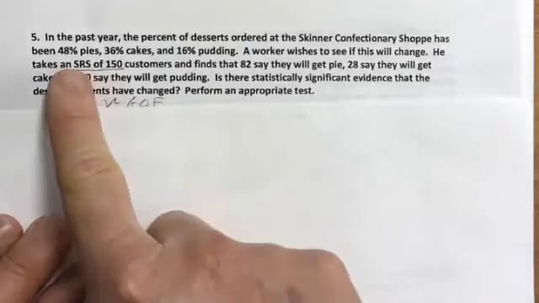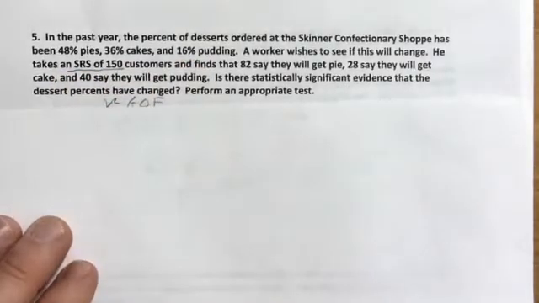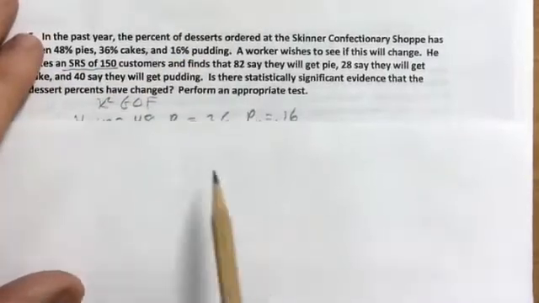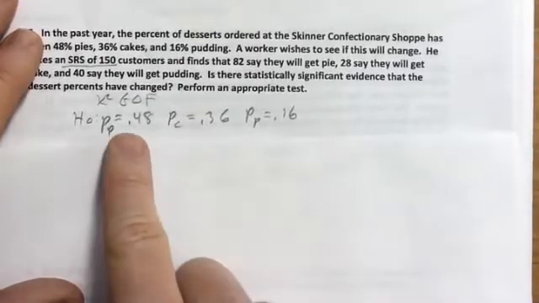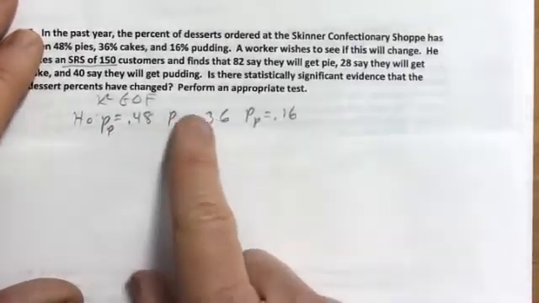But when you have it divided up into 3 options like this, you have to do chi-squared. This is what we call a chi-squared goodness of fit test. So, chi-squared goodness of fit. Your null hypothesis is always going to be the stated proportions.